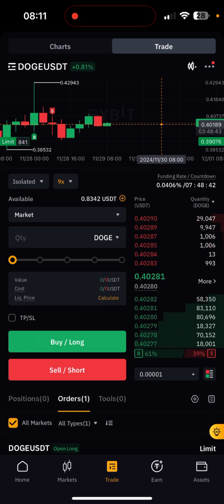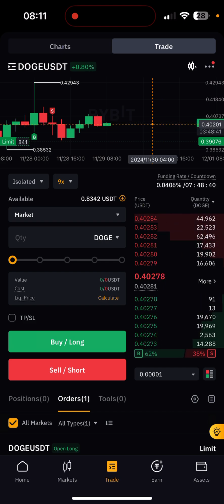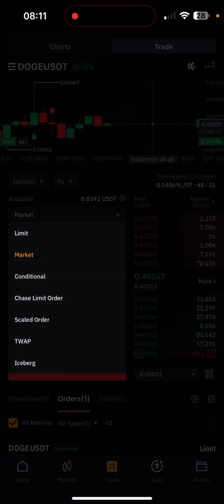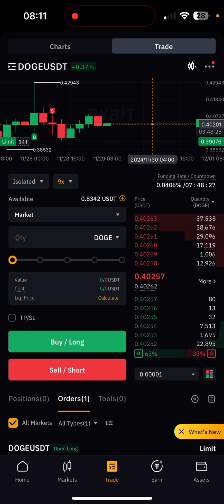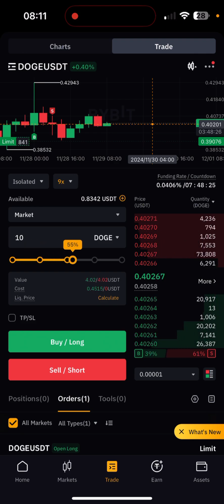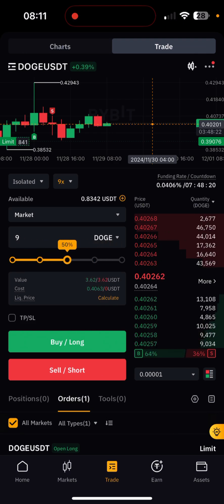So if you have an entry and the person says take this trade at market price, you just need to come to this place. It was in limits. You change it to market like this. You increase your quantity. What I'm moving is the quantity of what you want to buy. Let me say you have $100 in your account. Maybe you just want to use $50 USDT. You increase it like this to 50%.